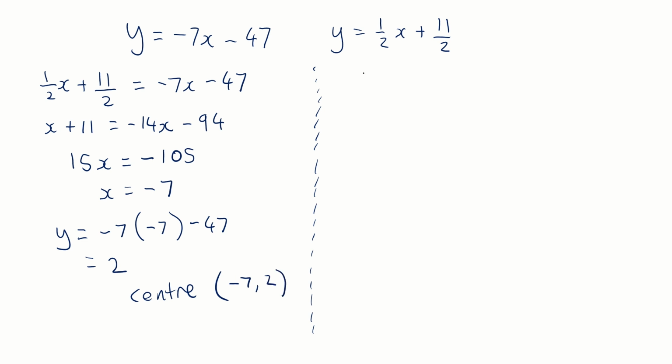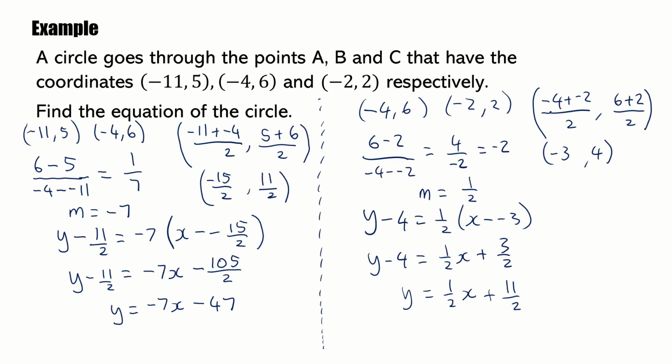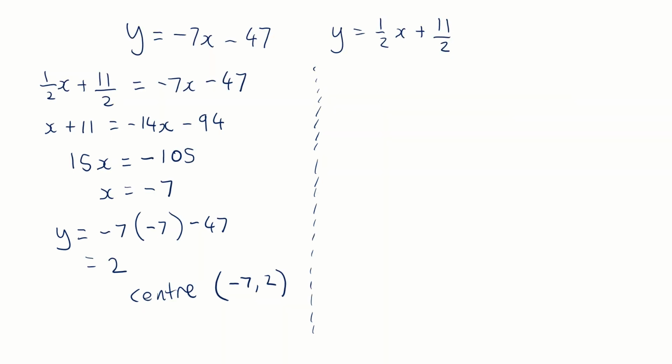Good stuff. Now to find the radius, well, the radius will be the distance between the center and any one of the 3 points that lie on the circumference of the circle. And we were given, of course, before 3 to choose from. Pick whichever one you like. I'm just going to do minus 11, 5. So let's deal with that.